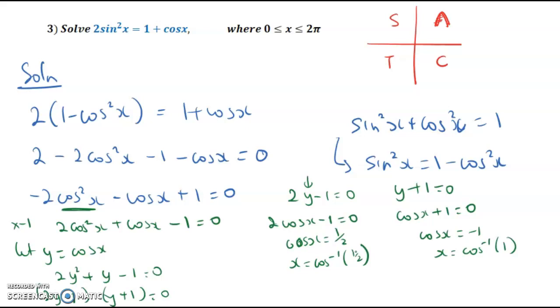Now cos inverse of a half will actually give me 1.047, which would be the first quadrant here, where it's positive. So I would want this answer here, and I will also want the answer here for the fourth quadrant, which would be 2 pi minus 1.047, and that works out to be, for this solution, 5.236 radians here and here. Now I'm not done, I still have this piece to do.